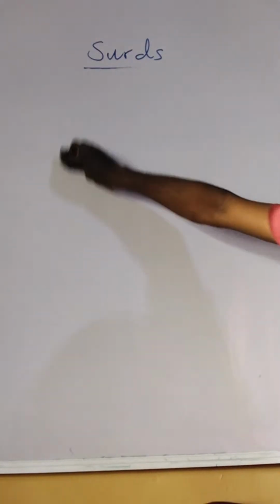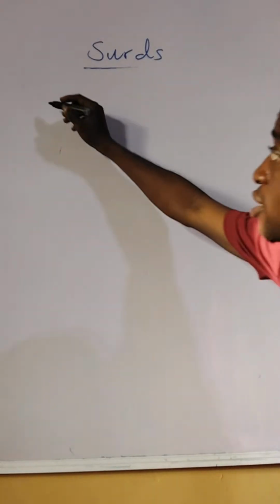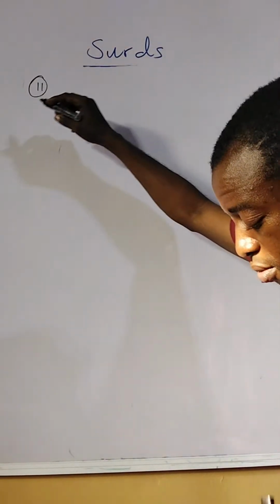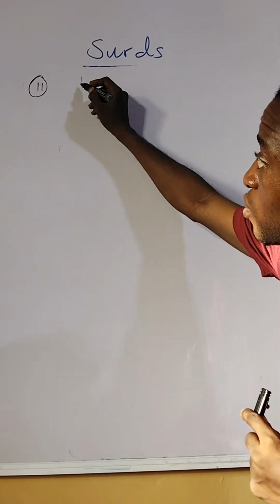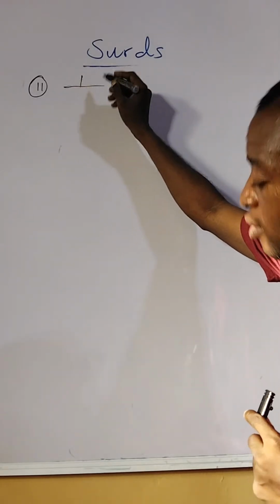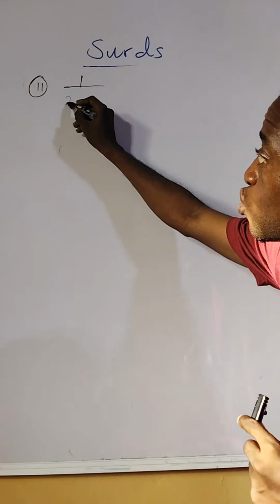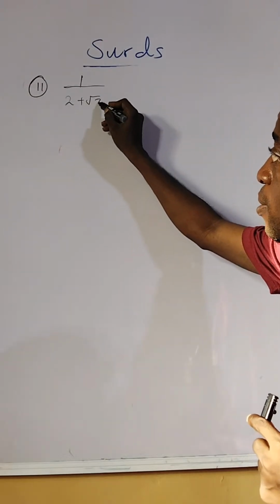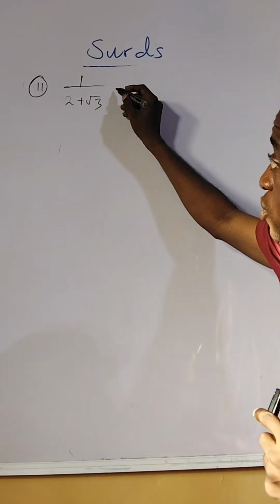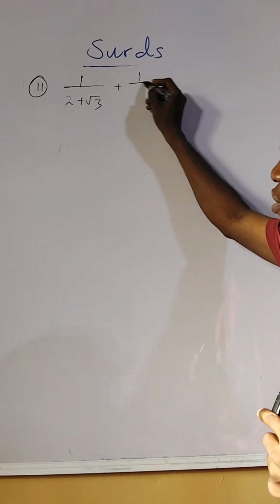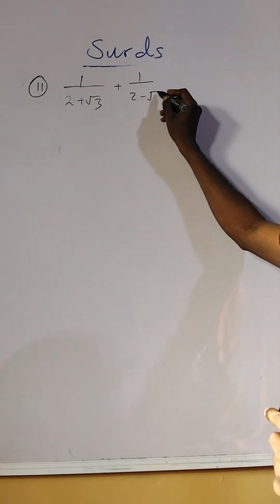So we should have this as number 11 in this class. Let's consider this: 1 divided by 2 plus root 3, plus 1 divided by 2 minus root 3.